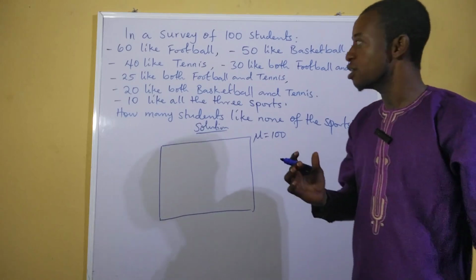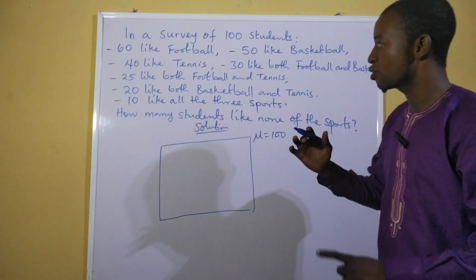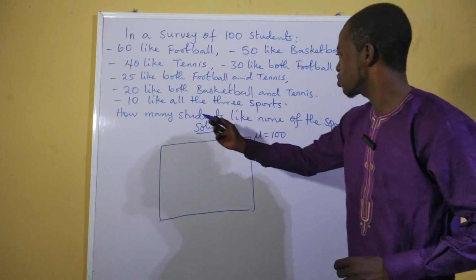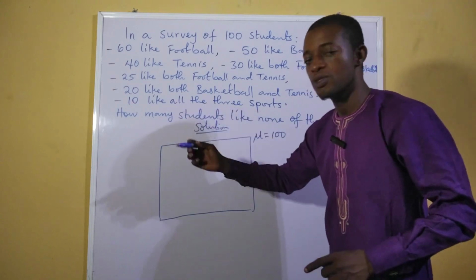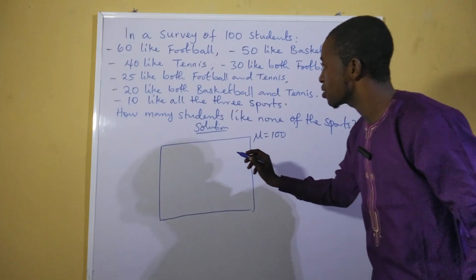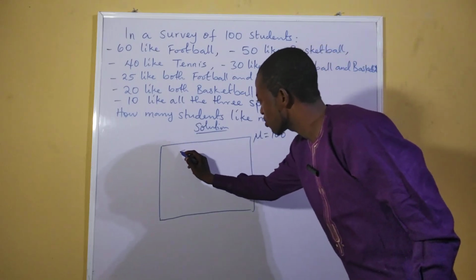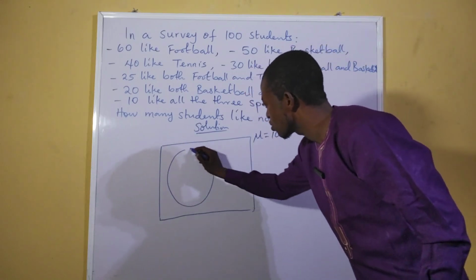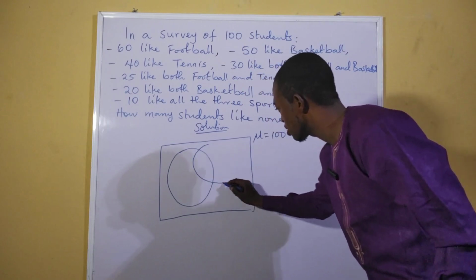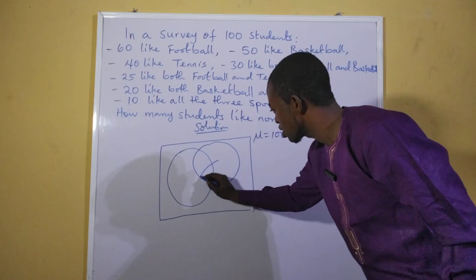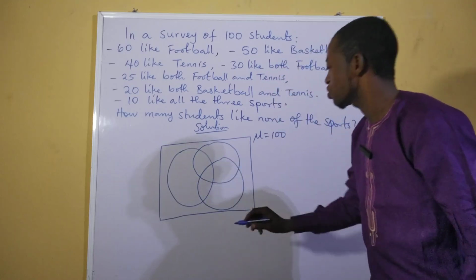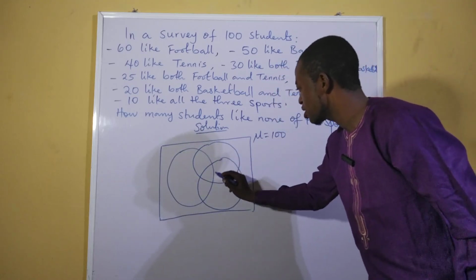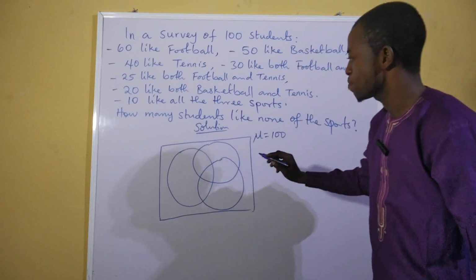Then, since we are dealing with three sets, we have to draw three circles, and something is common to the three of them. So the three circles have to intersect. We have the first one, the second, and the third here, and they are all intersecting at this point.